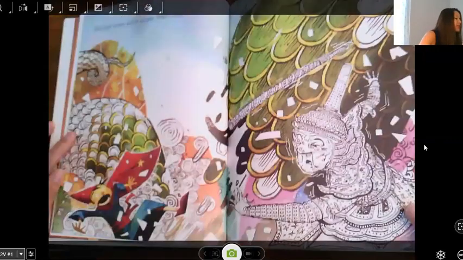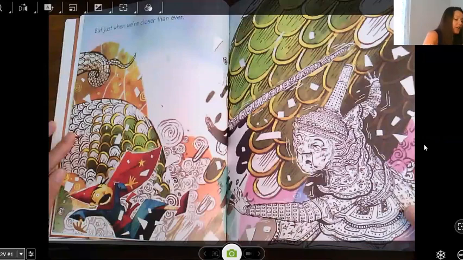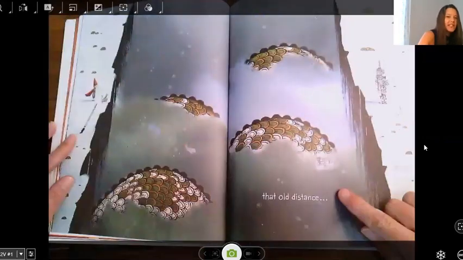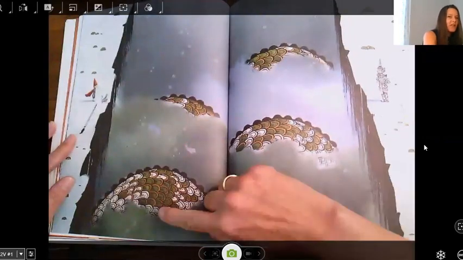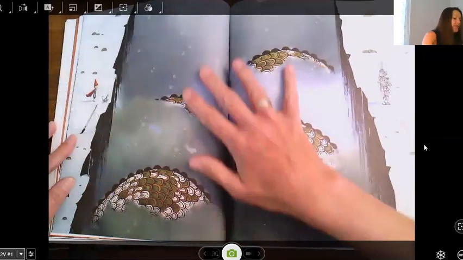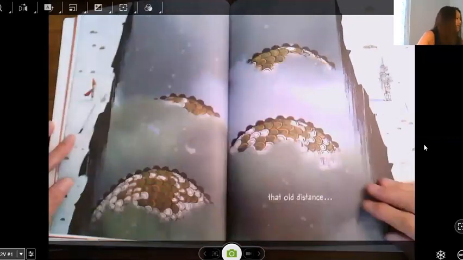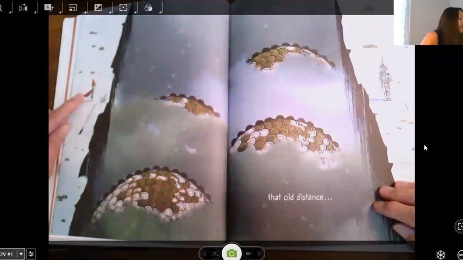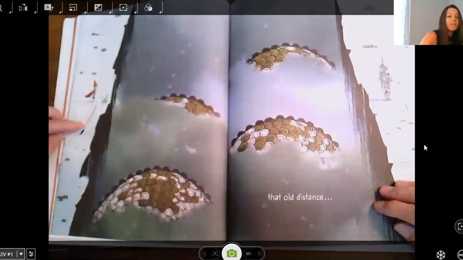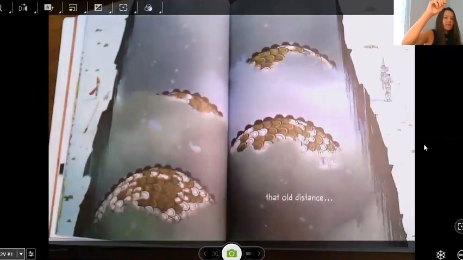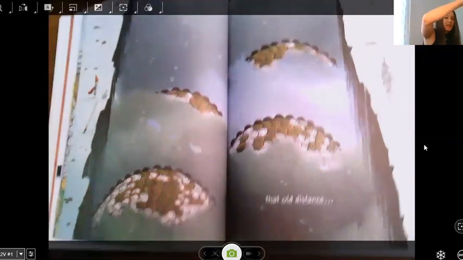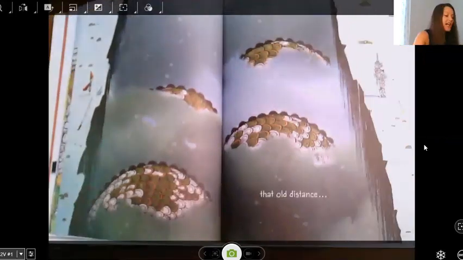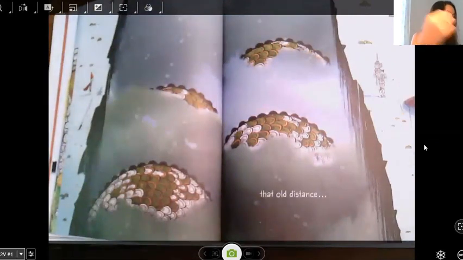So it says, but just when we were closer than ever, that old distance. And of course, what do we see in the middle between the ground that separated them? And here's the grandson with his grandfather's paintbrush. Let's see if we can get that to focus. Grandfather's paintbrush. And on this side, the grandfather with the magic wand.